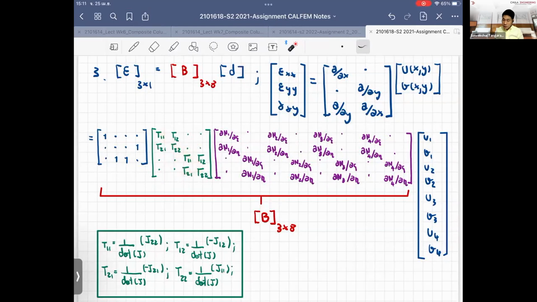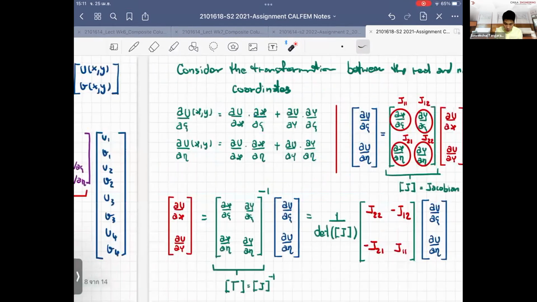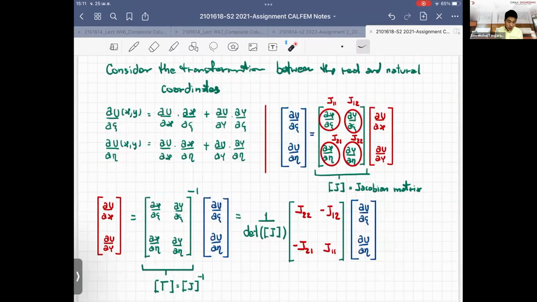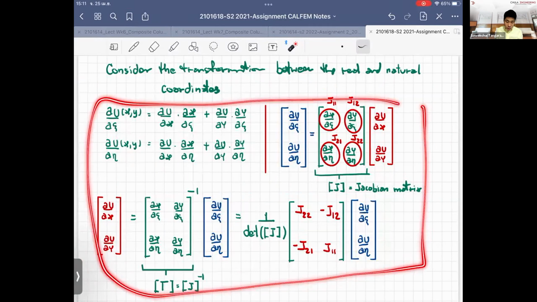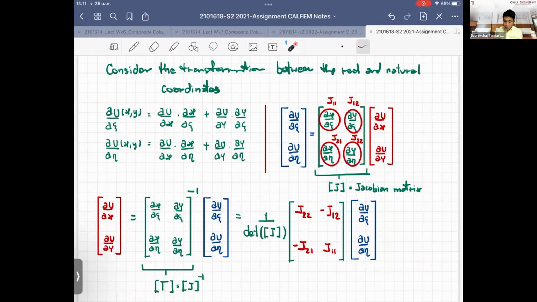But as I discussed before, there are so many benefits of using the natural coordinate, and this has been popularly used in finite element models, especially for the four-node bilinear element. And this one I define here. So how we derive them, this is coming from the Jacobian matrix. If you forget what the Jacobian is used for, this is the way we derive it. I will not go through all the equations because I believe you have learned it before.